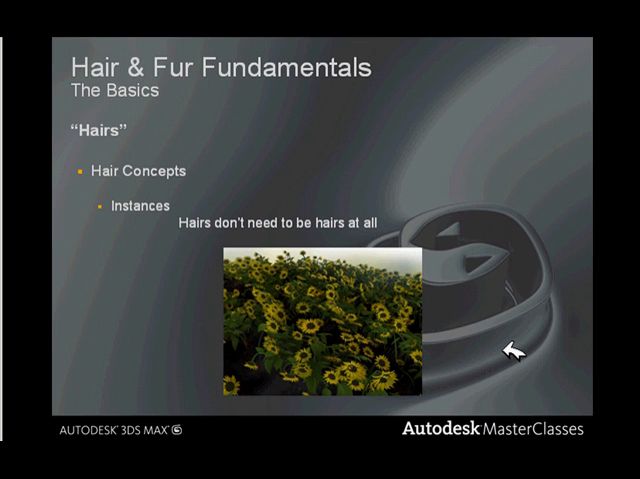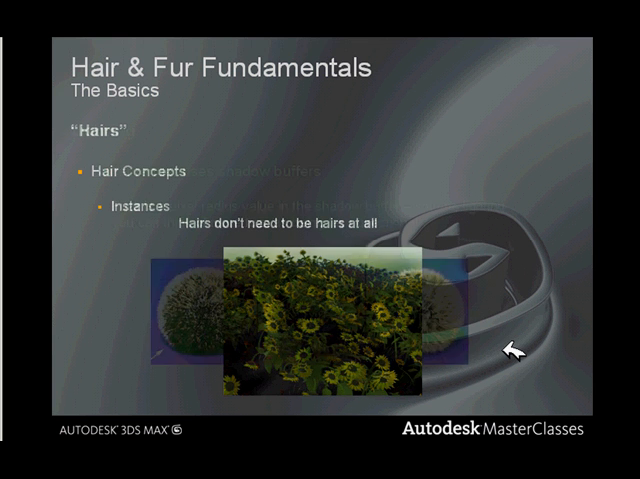As you probably are aware, hairs don't need to be hairs at all. With using instances, you can grow daisies or blades of grass or whatever you want to grow. And wherever it would have grown a hair in the shape and size that it would have grown that hair, it now grows your modeled instance.